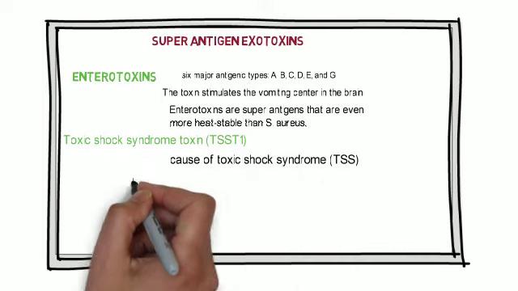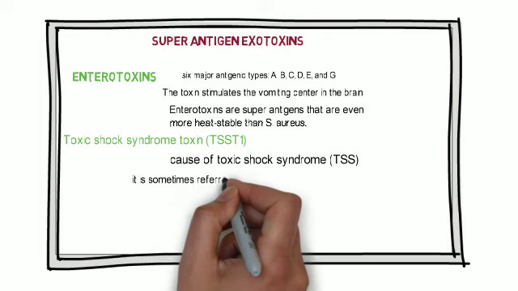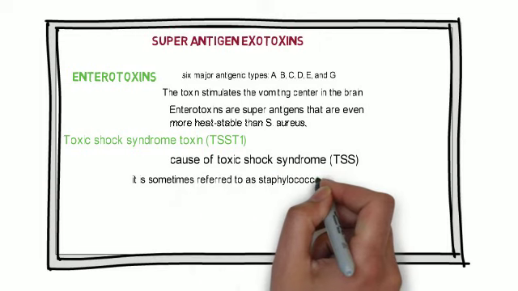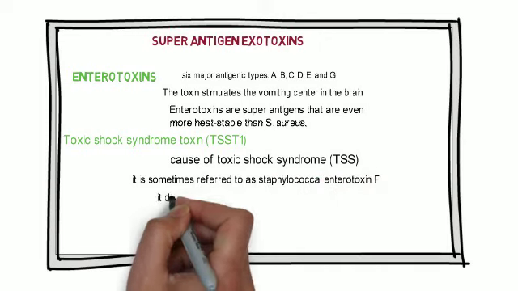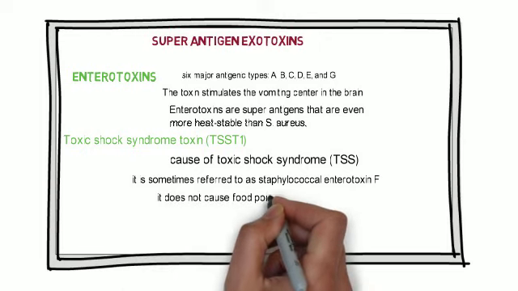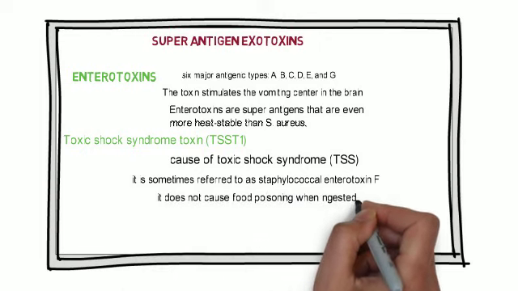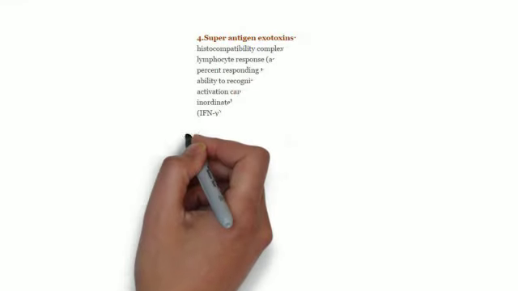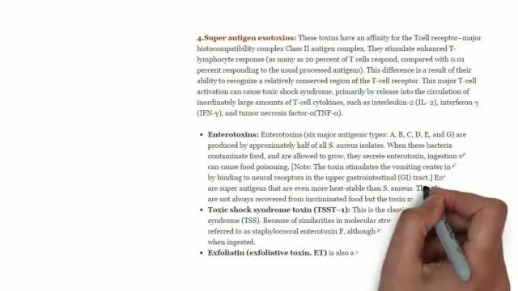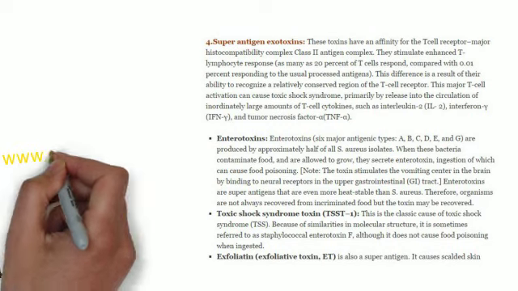Toxic shock syndrome toxin, TSST-1. This is the classic cause of toxic shock syndrome, TSS. Because of similarities in molecular structure, it is sometimes referred to as staphylococcal enterotoxin F, although it does not cause food poisoning when ingested.